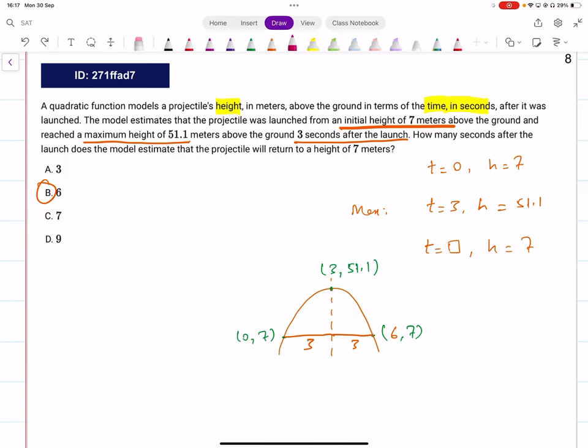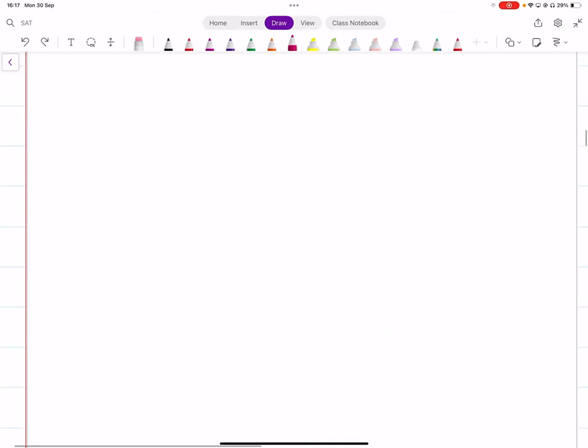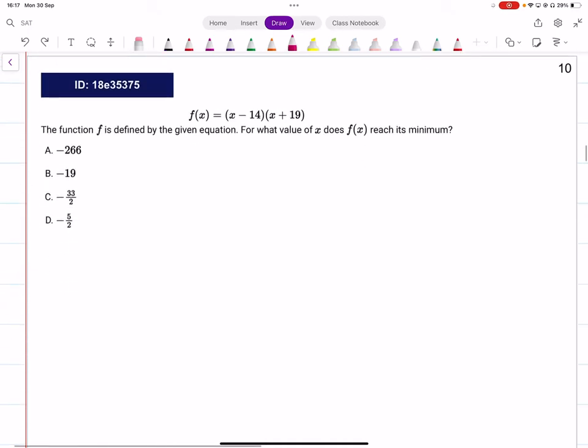Okay, let's look at the next one, question number 10. The function f is defined by this given equation. For what value of x does f of x reach its minimum? What's the minimum point, the x value at which f of x reaches its minimum point? So the x coordinate of the turning point, how do you find that? One possibility is you expand it and then find the turning point, minus b over 2a, or just use your calculator directly. But can we do it slightly quicker than that?